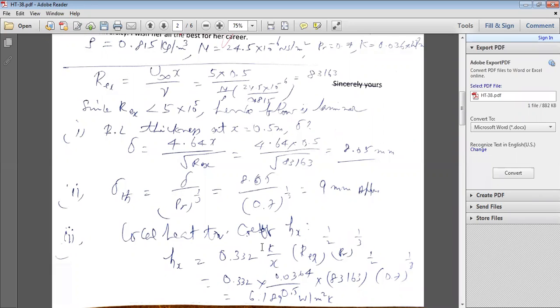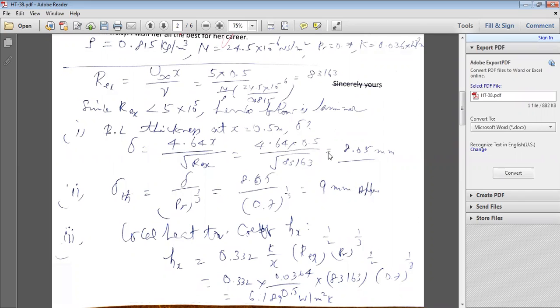So thermal conductivity of the fluid, K, is equal to 0.0364 from the tables. So 0.0364 for air, the fluid is air. At the bulk mean temperature, K value 0.0364 divided by x, at a given value of x of 0.5 meters. That's 0.0364 divided by 0.5, into the Reynolds number you have calculated, 83,163 to the power 1 by 2.